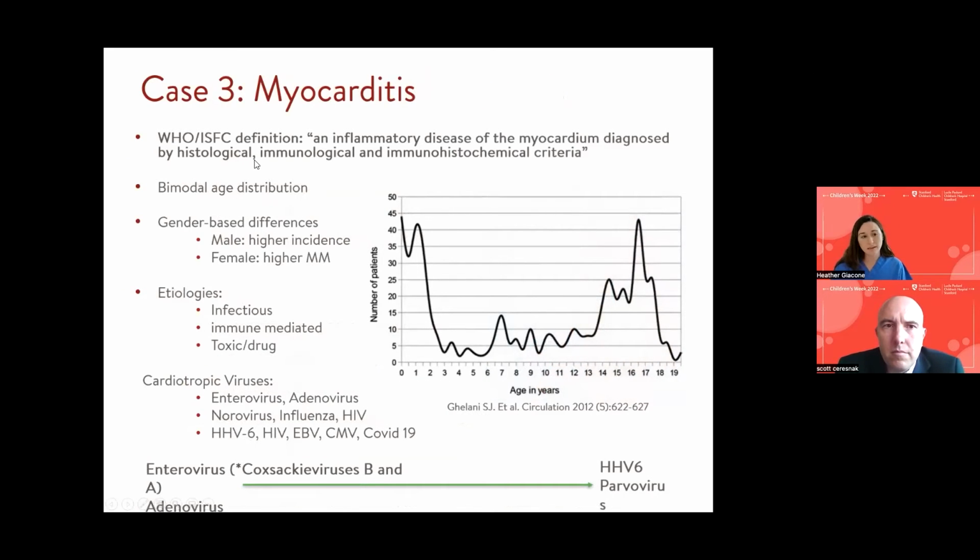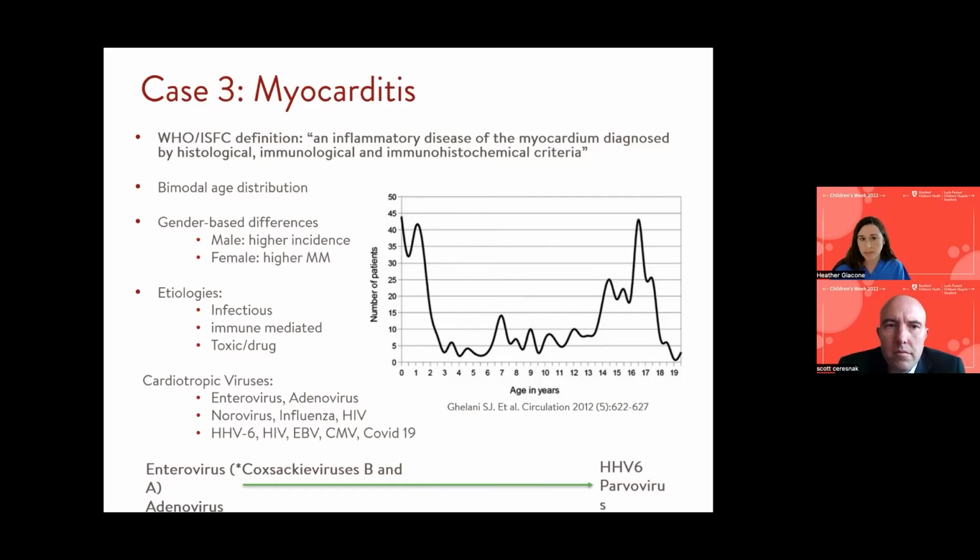The WHO definition of myocarditis, of course, is inflammatory disease of the myocardium. Interestingly, it's diagnosed by histological, immunological, and immunohistochemical criteria, which I feel like more often than not, we are very suspect of this diagnosis before we get to any of those diagnostic criteria. In terms of presentation, it's actually a bimodal age distribution. More often in our neonatal, infant, toddler range, up until about 2 years of life, and then you have another peak in the adolescent timeframe.